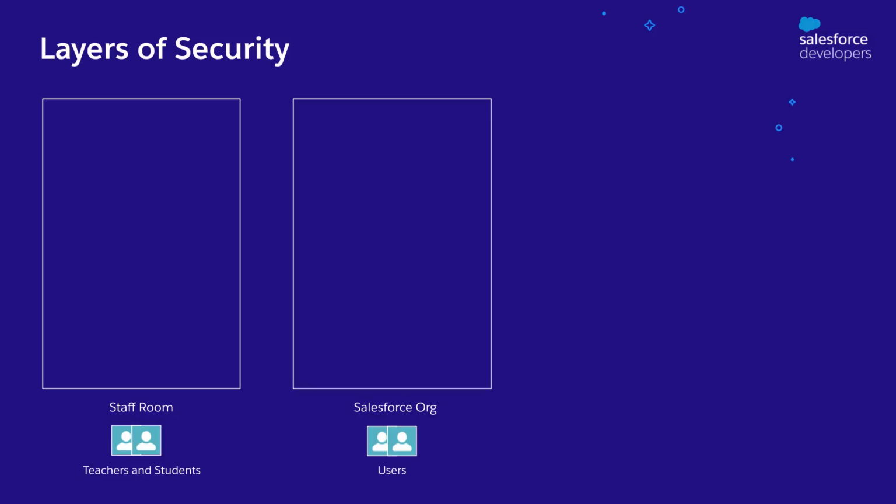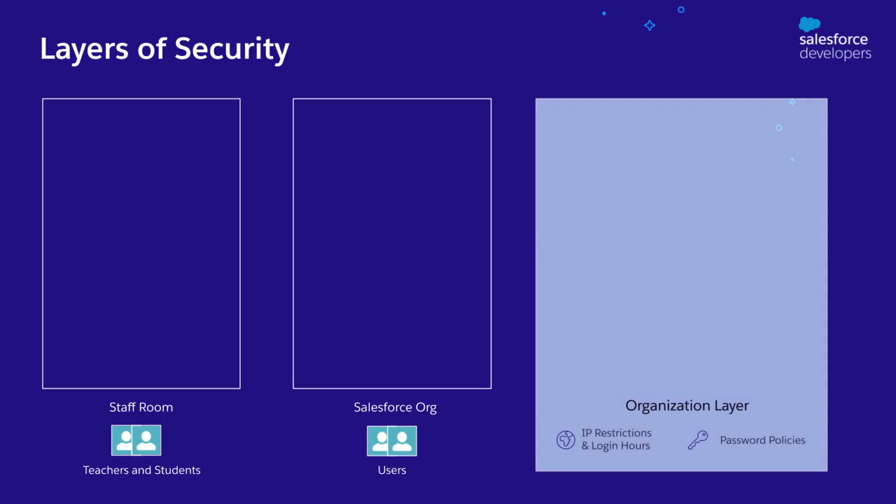Next, when can you enter a staff room? Typically, only during school timings. Similarly, in Salesforce, you can define when a user can log into the org and from which IP address. That is an example of the first layer of security, which is the org level security. The IP and login restrictions are just one of the many things that you can control at the org level. Another one is password policies, about which we'll see in just a bit.